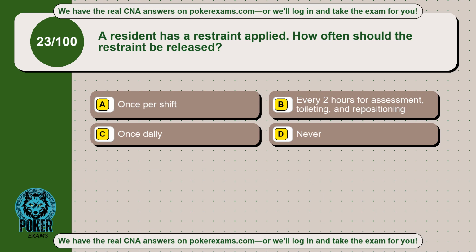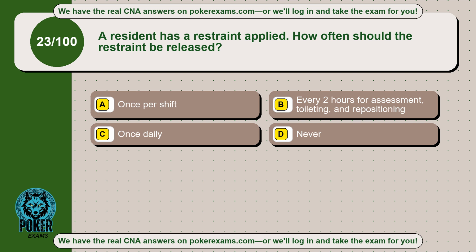Question 23. A resident has a restraint applied. How often should the restraint be released? Option A, once per shift. Option B, every 2 hours for assessment, toileting, and repositioning. Option C, once daily. Option D, never.